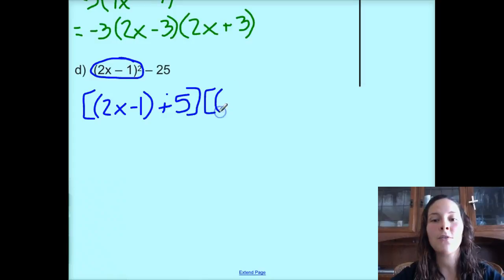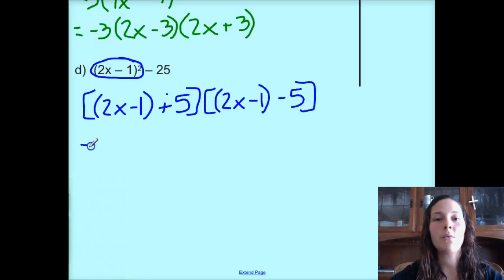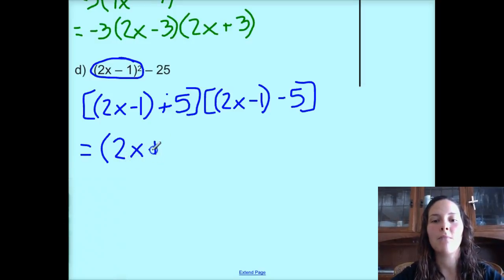Now this is the first term, so we're not going to make this a conjugate. That is the square root of the first term. The 5 is what's going to become opposite. So this is one way to express our answer. We can also simplify it by dropping those parentheses and combining our like terms. So we've got the 2x minus 1 plus 5 gives us a plus 4. And then the 2x minus 1 minus 5 gives us a minus 6.